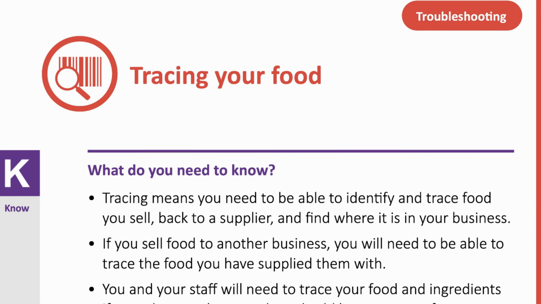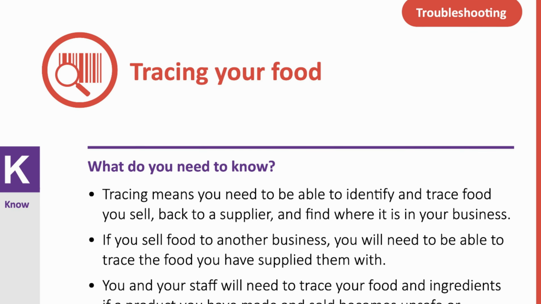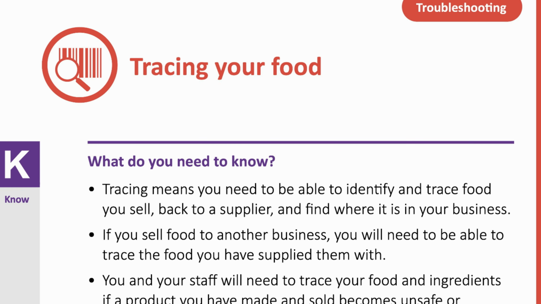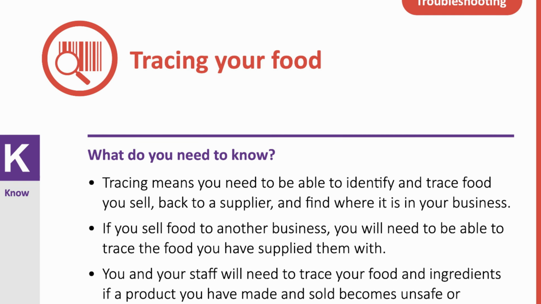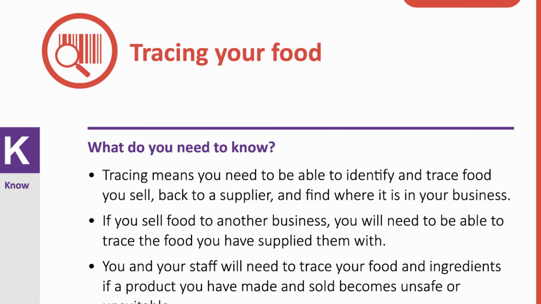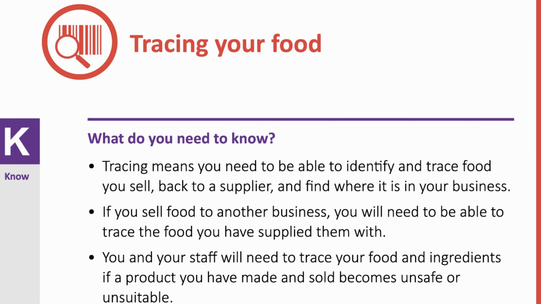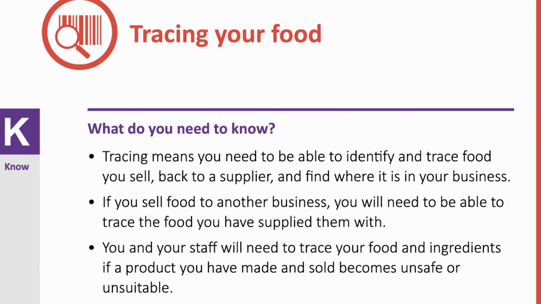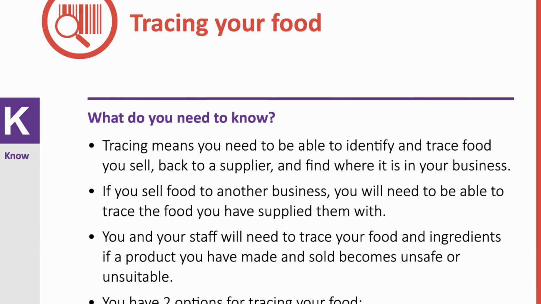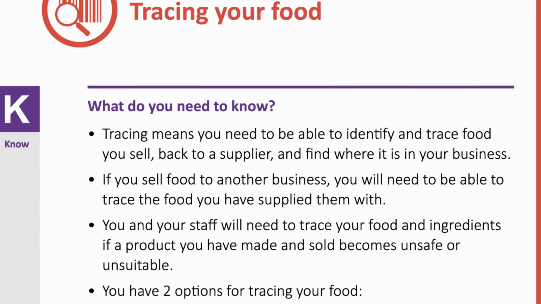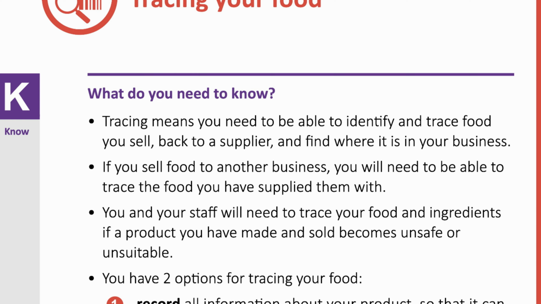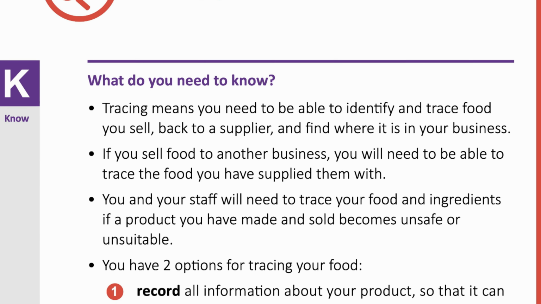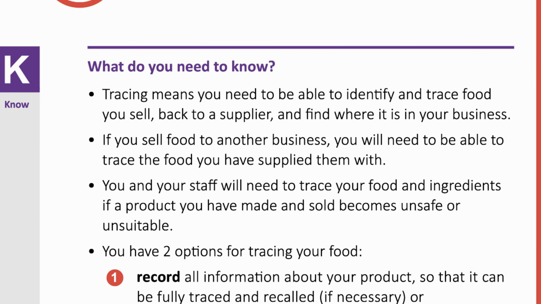Tracing means you need to be able to identify and trace food you sell back to a supplier and find where it is in your business. If you sell food to another business, you will need to be able to trace the food you have supplied them with. You and your staff will need to trace your food and ingredients if a product you have made and sold becomes unsafe or unsuitable.